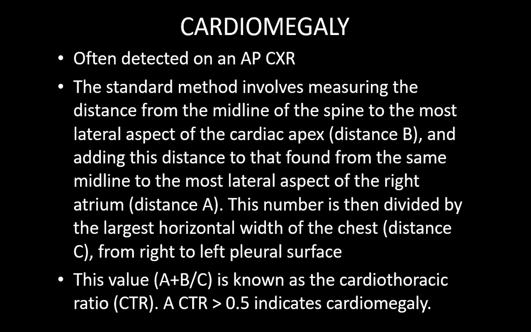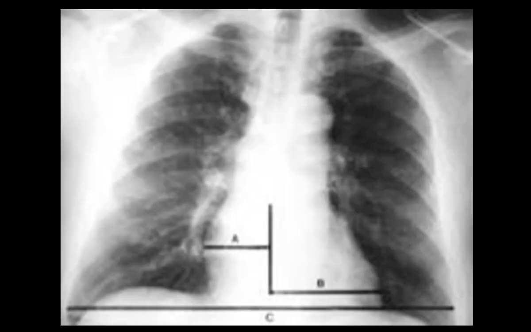Cardiomegaly you usually see on AP views, and it is there, but to determine whether it is true cardiomegaly or not, you have to find out the cardiothoracic ratio. And how do you find the cardiothoracic ratio? From the center of the spine, you measure the largest distance towards the apex of the left ventricle and the largest distance towards the right atrium. You add these two and divide by the largest horizontal distance of the chest cavity. If this ratio is more than 0.5, that means there is cardiomegaly.